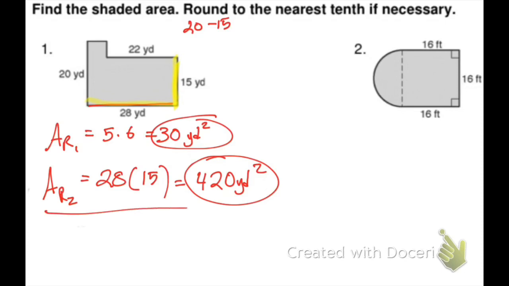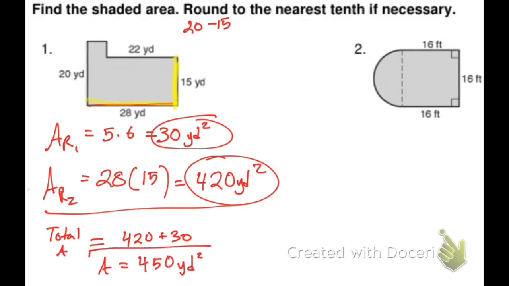So to find the total area, all we're going to do is add them both together. So I do 420 plus 30, and get the area is equal to 450 yards squared. Alright, now let's go ahead and do the next one.